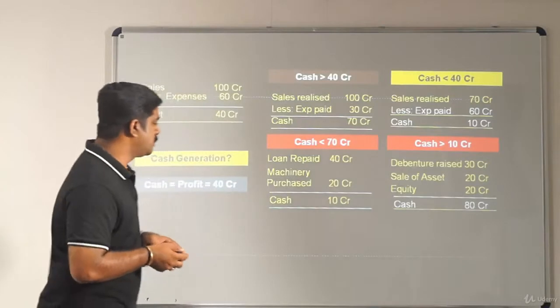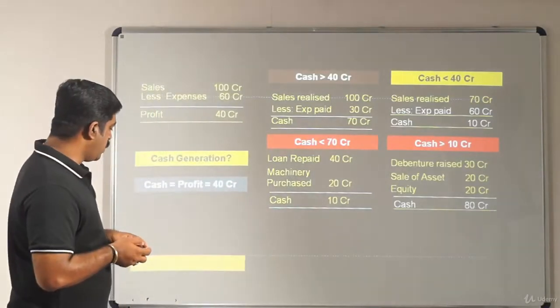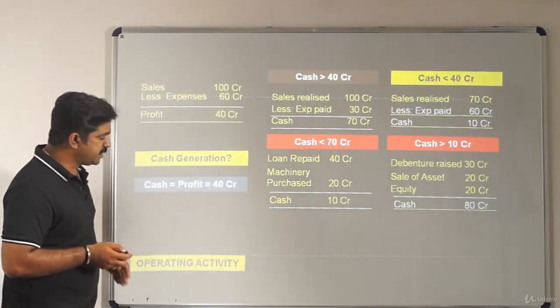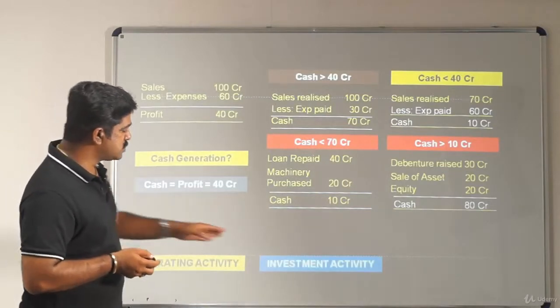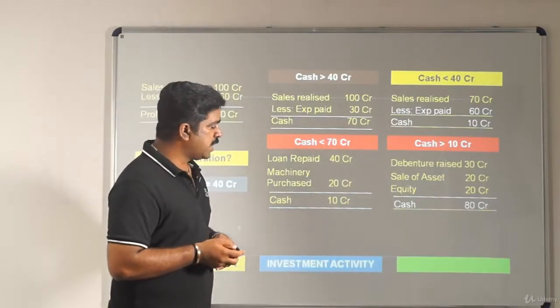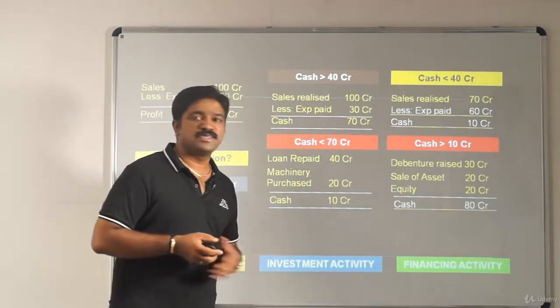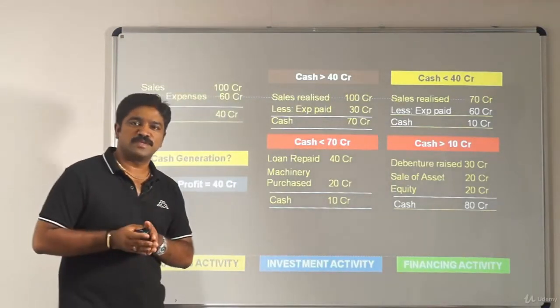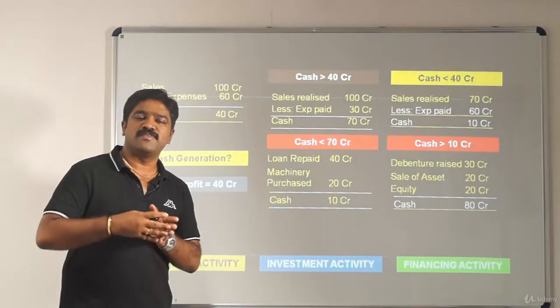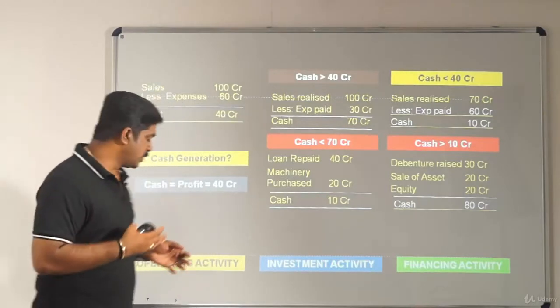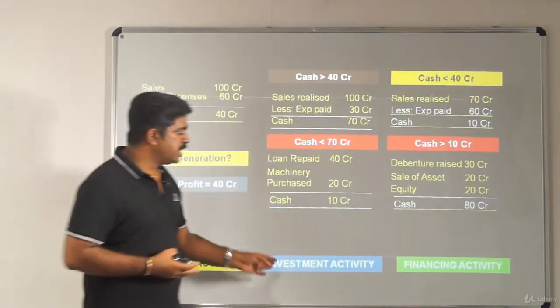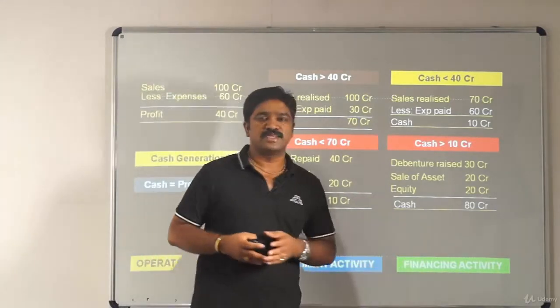I am going to show you that. Number 1 is operating activity. Number 2 is investment activity. And number 3 is financing activity. Okay, so the cash flow statement basically classifies the cash flows into 3: operating activity, investment activity and financing activity.